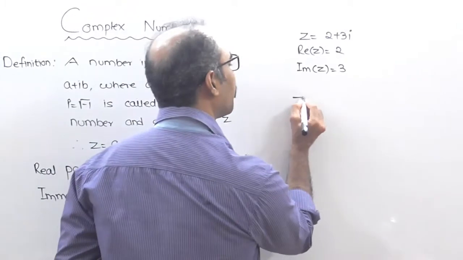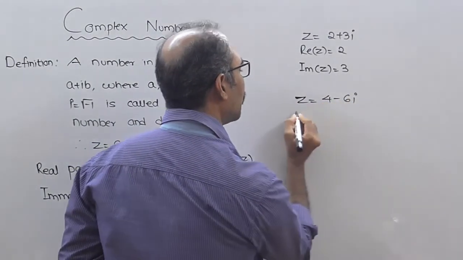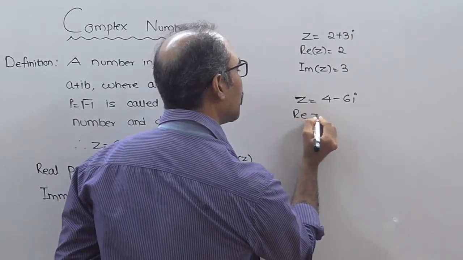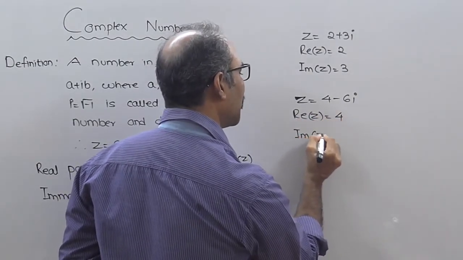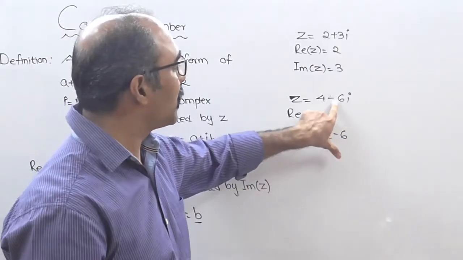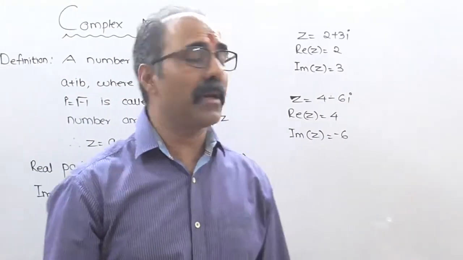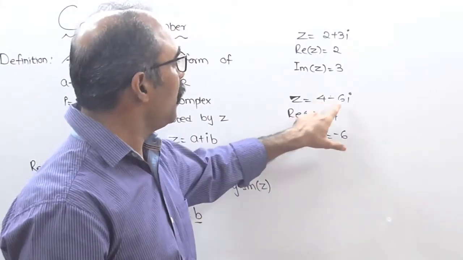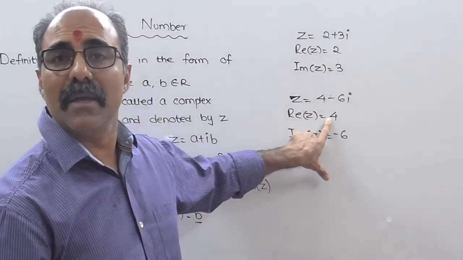Take another example. z equal to 4 minus 6i. So what is the real part? The real part of it will be 4, and what will be the imaginary part? The imaginary part will be equal to minus 6, because minus 6 is attached to i, where i is classified as an imaginary number. Therefore minus 6 will be taken as the imaginary part and 4 will be taken as the real part.